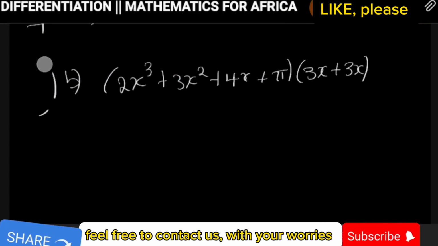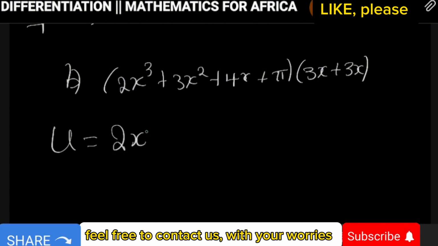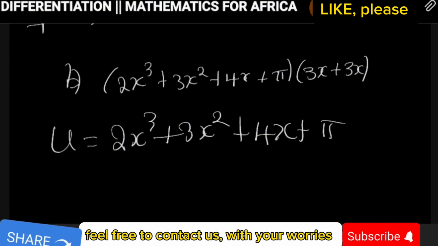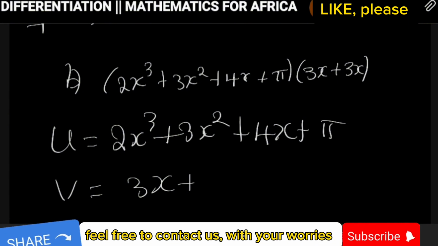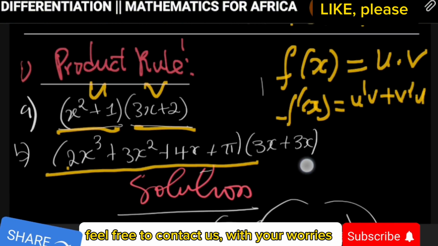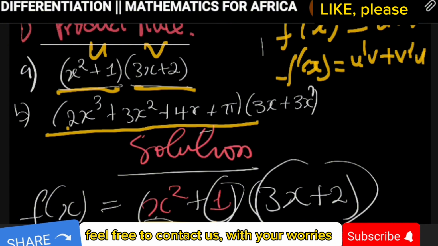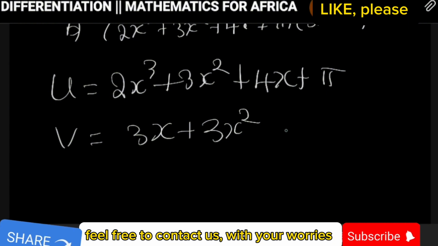So let me go ahead and erase this one at B. It should not be BB. Okay, now this is it. So my u will be equal to the first function, 2x cubed plus 3x squared plus 4x plus pi, and my v will be equal to 3x plus, was that 3x? It should be 3x squared. Let me verify. Oops, it should be 3x squared. Okay, so we now have this 3x squared.